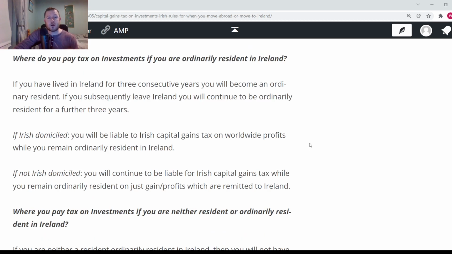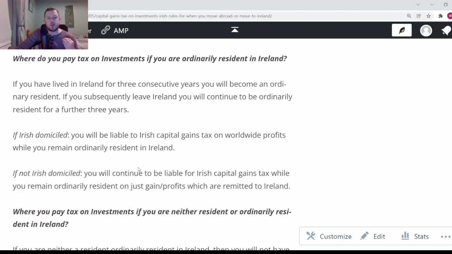Next up, if you are ordinarily resident in Ireland. So as we said, this is somebody who has been a resident in Ireland for 3 consecutive years. If you leave Ireland and go to Australia or someplace, you are still going to be an ordinary resident of Ireland for 3 more years. So in your first year living abroad, you would be ordinarily resident in Ireland and you still would be domiciled in Ireland. So you would be liable to Irish capital gains tax on your worldwide profits while you remain ordinarily resident in Ireland.